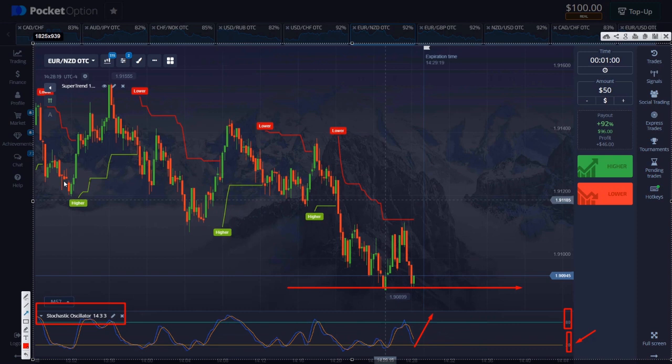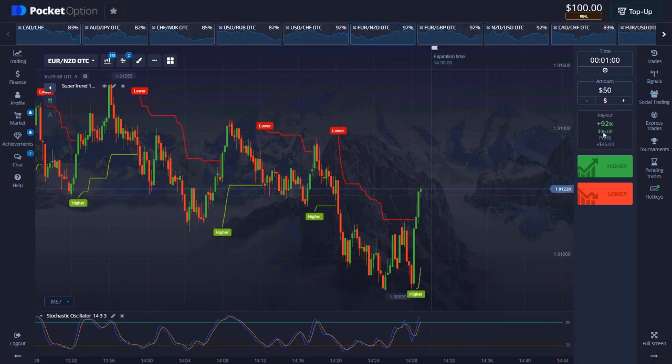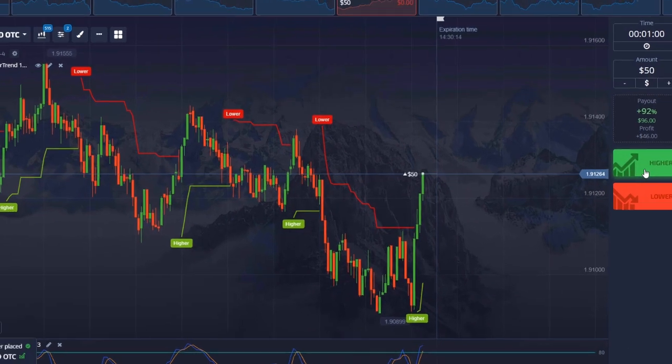Plus everything. Look at the super trend. We have a downward trend, and now the price is touching the support level. We also have a resistance level, which is located on top. Now we are waiting for a price reversal and will open the first deal just like that. Look what a sharp movement we missed.